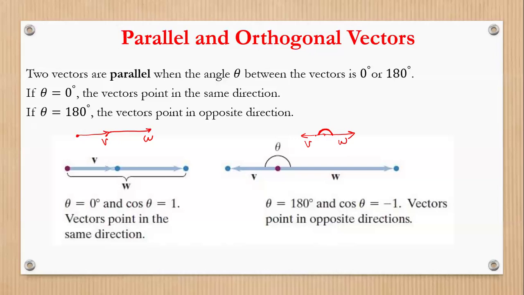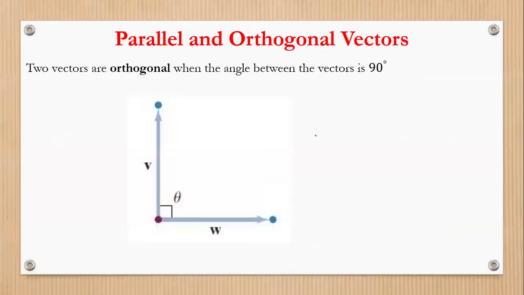When do we have an orthogonal vector? Orthogonal means perpendicular. When do we have perpendicular or orthogonal vectors? When the angle in between is 90 degrees. So what happens now? If the angle between the two vectors is 90 degrees, we learn about the formula to find the angle between the two vectors.